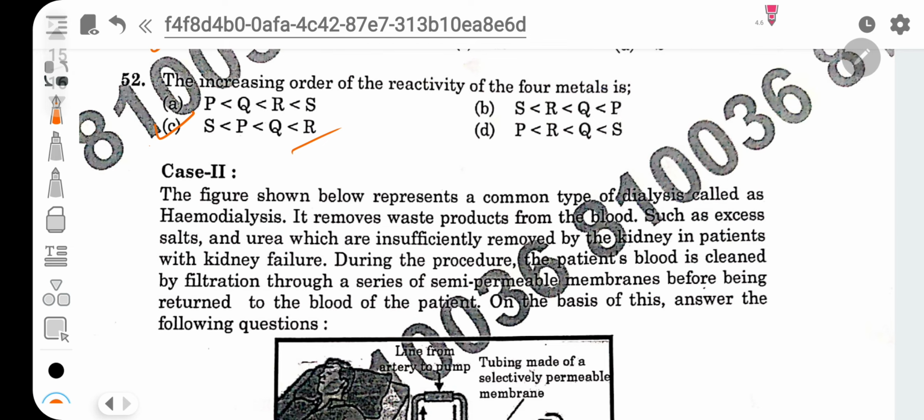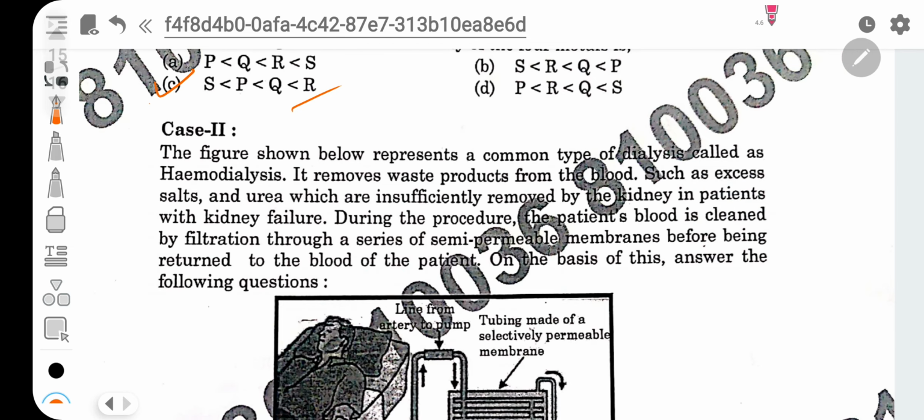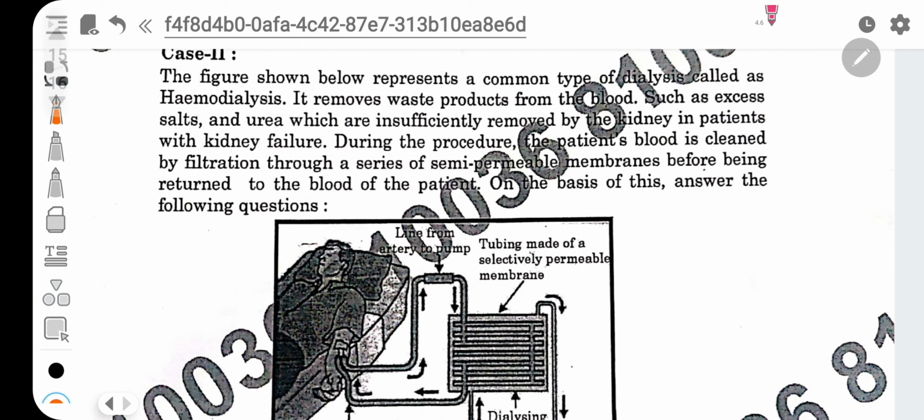The figure shown below represents a common type of dialysis called hemodialysis. It removes waste products from the blood, such as the excess salts and urea, which are insufficiently removed by the kidney in patients with kidney failure. During the procedure, the patient's blood is cleaned by filtration through a series of semi-permeable membranes before being returned to the blood of the patient. On the basis of this, answer the following questions.